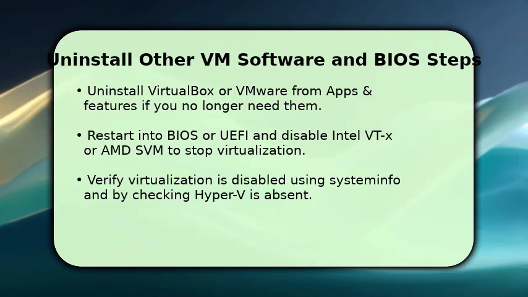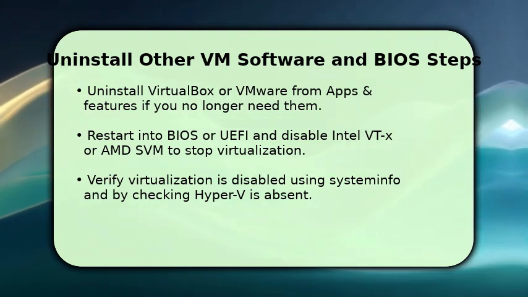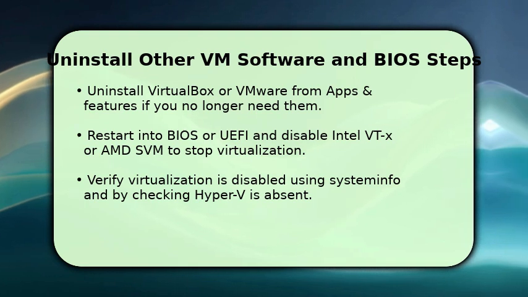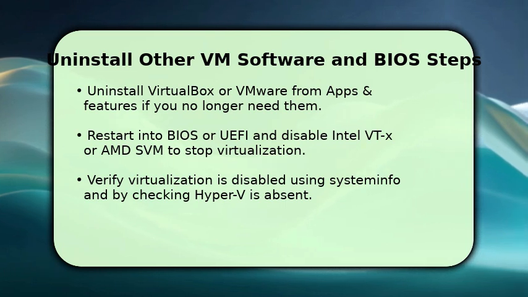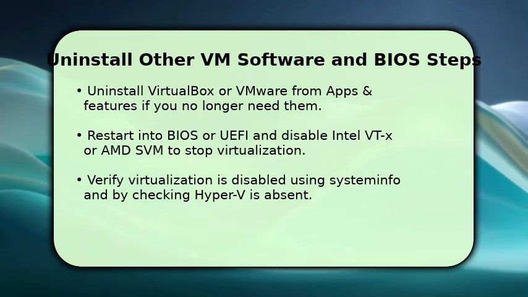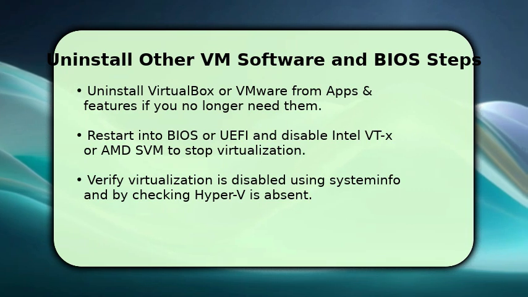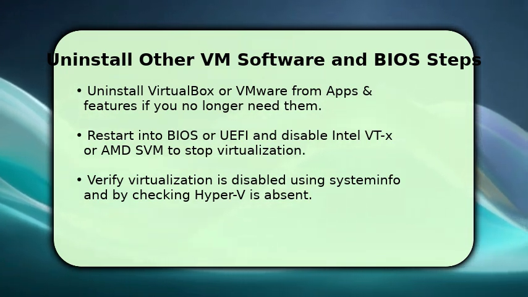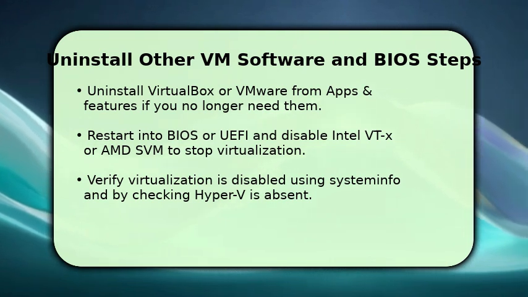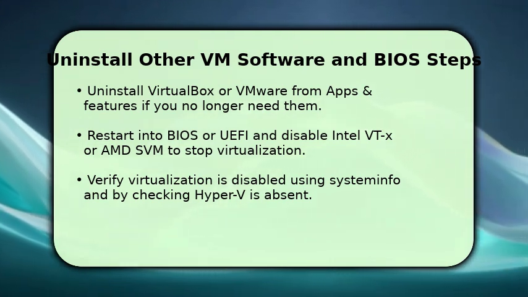To disable hardware virtualization, reboot and enter your BIOS or UEFI settings at startup. In BIOS, find Intel VT-x or AMD SVM options and set them to disabled, then save and exit. After Windows boots, run systeminfo in an elevated command prompt to verify virtualization features no longer report as enabled.